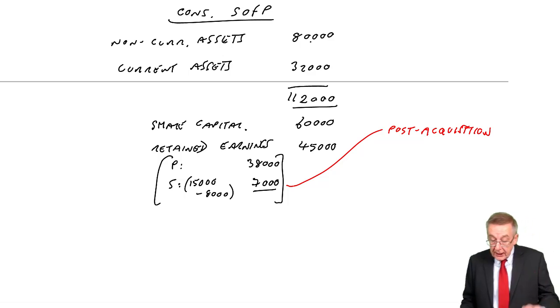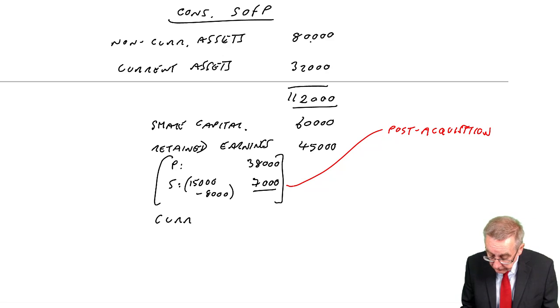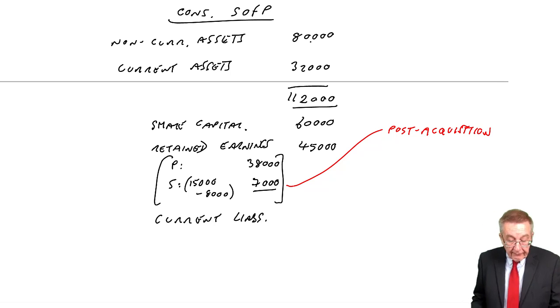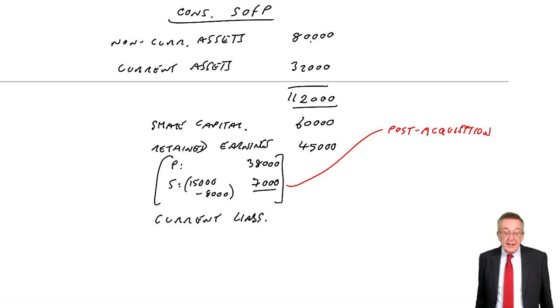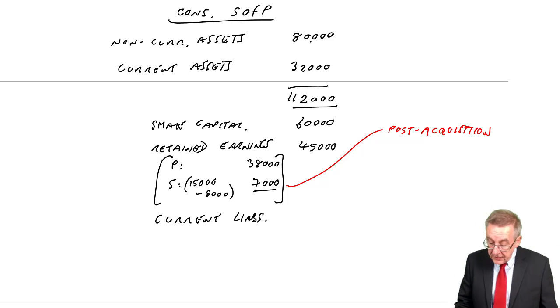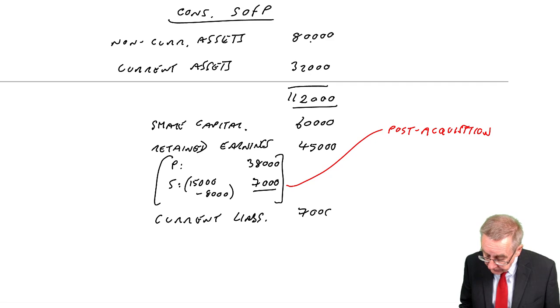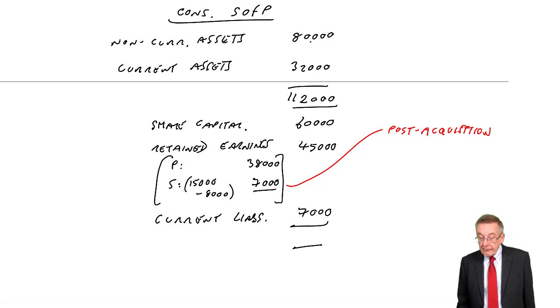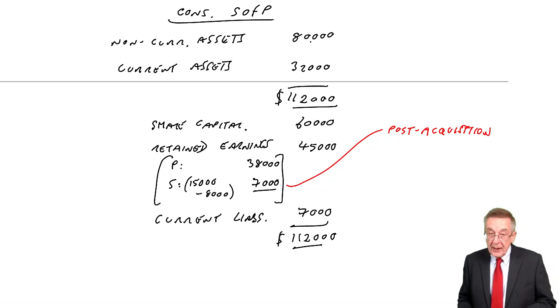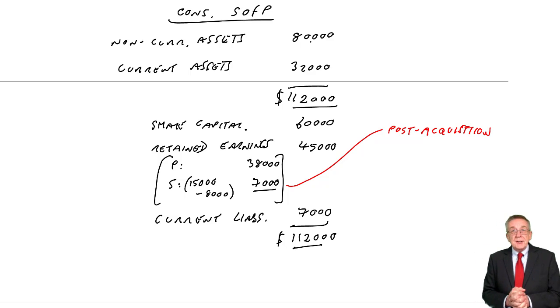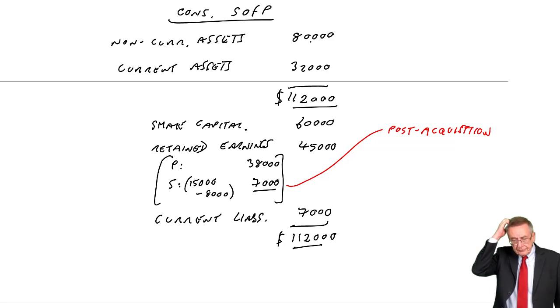Finally, there are current liabilities. Add them up for the big company. The total 3,000 plus 4, 7,000. Does it check? 60, 105, 112,000. And there we are. So there's the first, what you might call little problem.